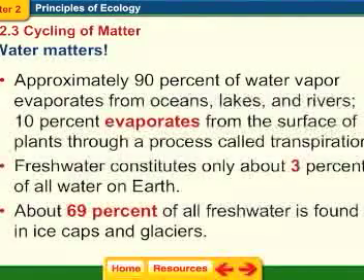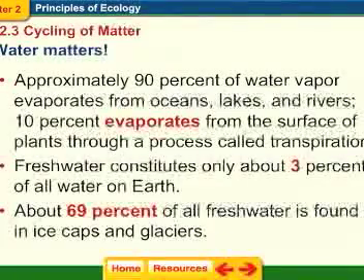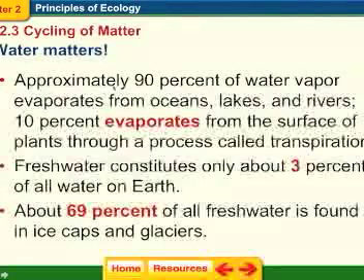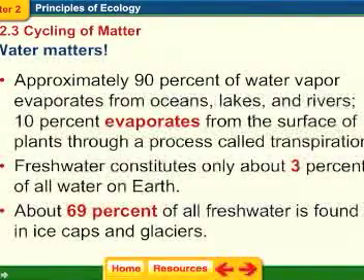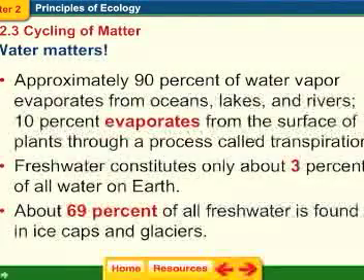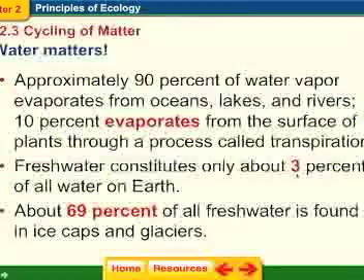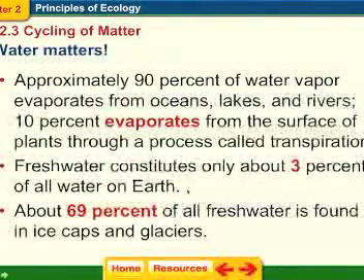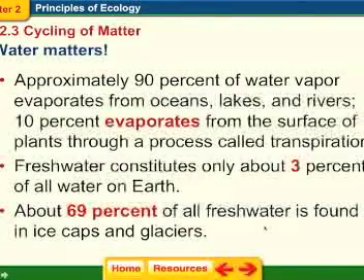It gets recycled. It might be changed into other molecules, not atoms, but it might get rearranged and reformed. But it's basically still all here. 90% of water vapor evaporates from oceans, lakes, and rivers. 10% of it gets out through transpiration, like I talked about. Fresh water is only about 3% of all of our water. And of that 3%, 69% of the fresh water is found in ice caps and glaciers.